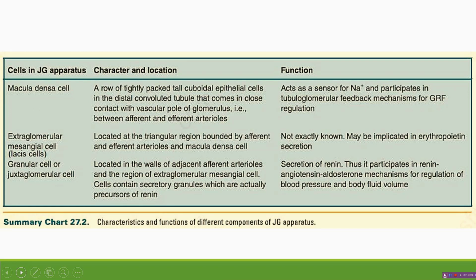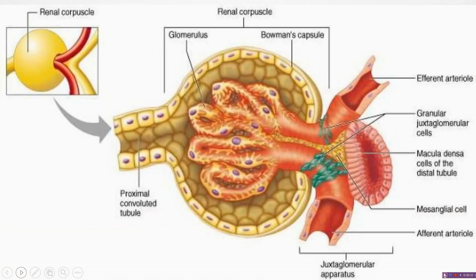The macula densa cells are the sodium and chloride sensors and participate in the tubuloglomerular feedback. The extraglomerular cells, that is the Lacis cells, may be involved in erythropoietin secretion, and the juxtaglomerular or granular cells secrete renin and form part of the renin-angiotensin system, the RAS. This is a simplified diagram of the glomerulus, the macula densa and the renal corpuscle.